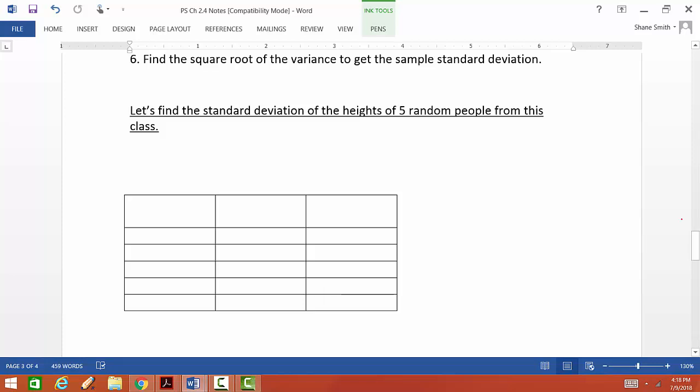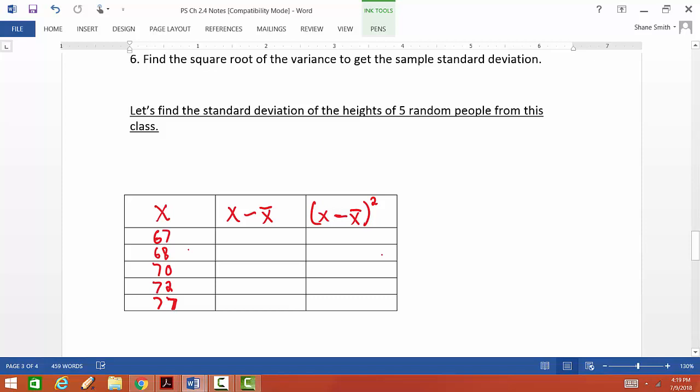So let's find the standard deviation of the heights of 5 random people in this class. And since this part is online, or it's just a video, I can't really get the heights of 5 random people in this class. Okay? So instead, I'm just going to make up some numbers here. So let's see, 67 inches tall, 68, 70, 72. Let's say there's a tall guy at 77. Okay. So we want to find what the standard deviation is.